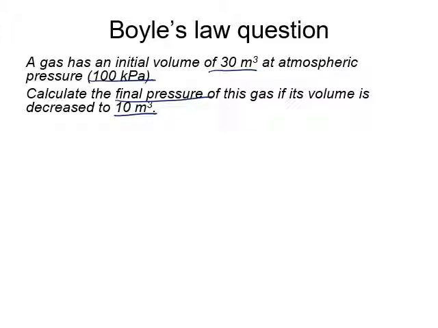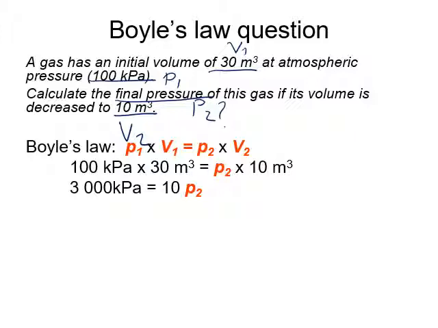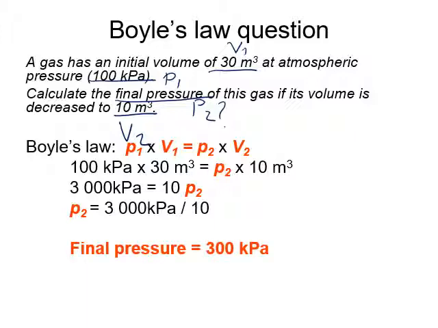Right, so obviously you break down the question. The gas has initial volume, so this is V1 here, this is P1, that's going to be P2 here, which we don't know, and that's going to be V2. So we have to plug in the equation. P1 times V1 equals P2 times V2, so we just have to find P2. So 100 kilopascals times 30 meters cubed equals P2 times 10. So 3000 kilopascals will equal 10 P2. Therefore P2 equals 3000 kilopascals divided by 10, which gives you a final pressure of 300 kilopascals. It makes sense, because the volume has decreased, so you just squish down the gas particles, and it should have an increased pressure.